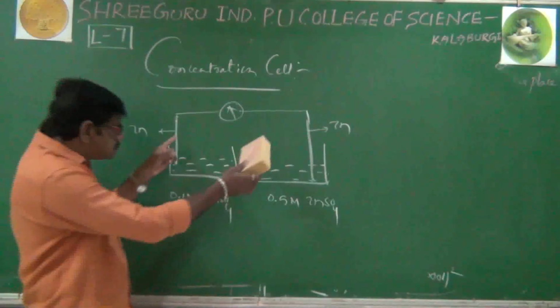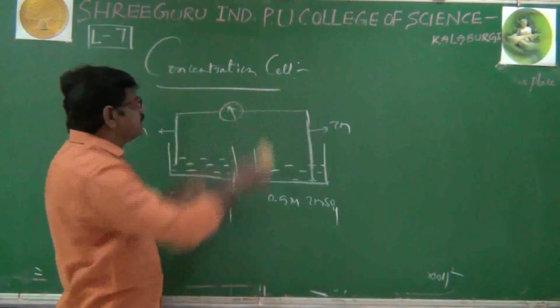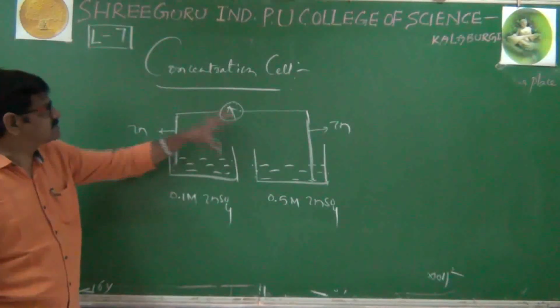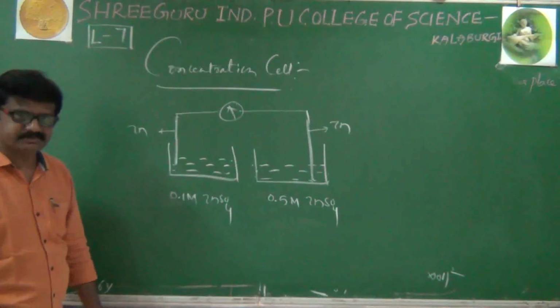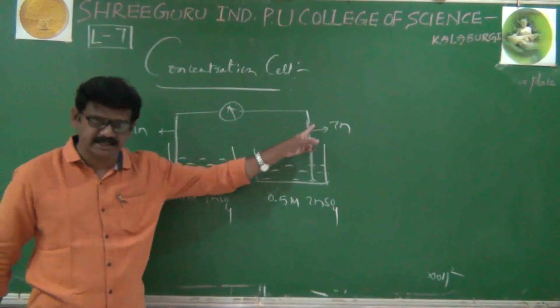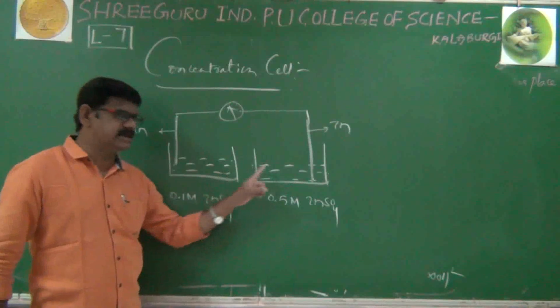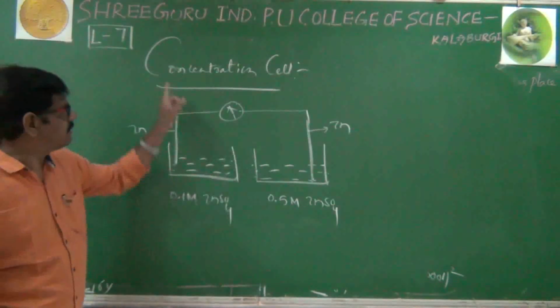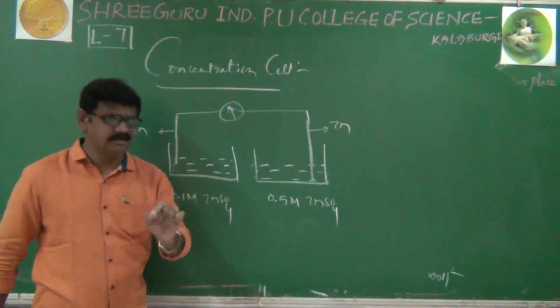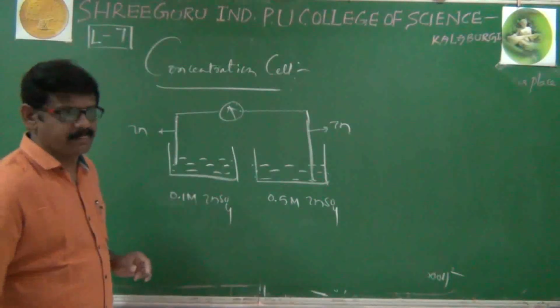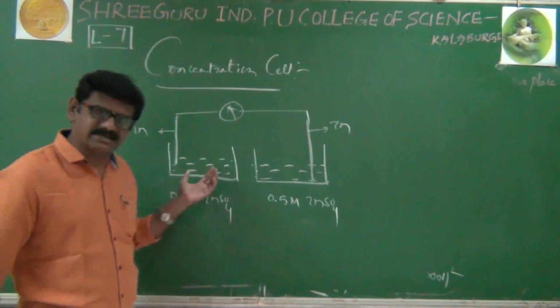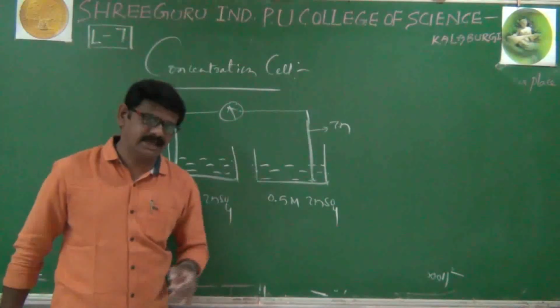And when those electrodes are connected to each other, the obtained arrangement is called a concentration cell. Similar electrodes are connected here, and their electrolyte concentrations are different, and this arrangement is called a concentration cell. And here the question arises then: which is acting as anode, which is acting as cathode?